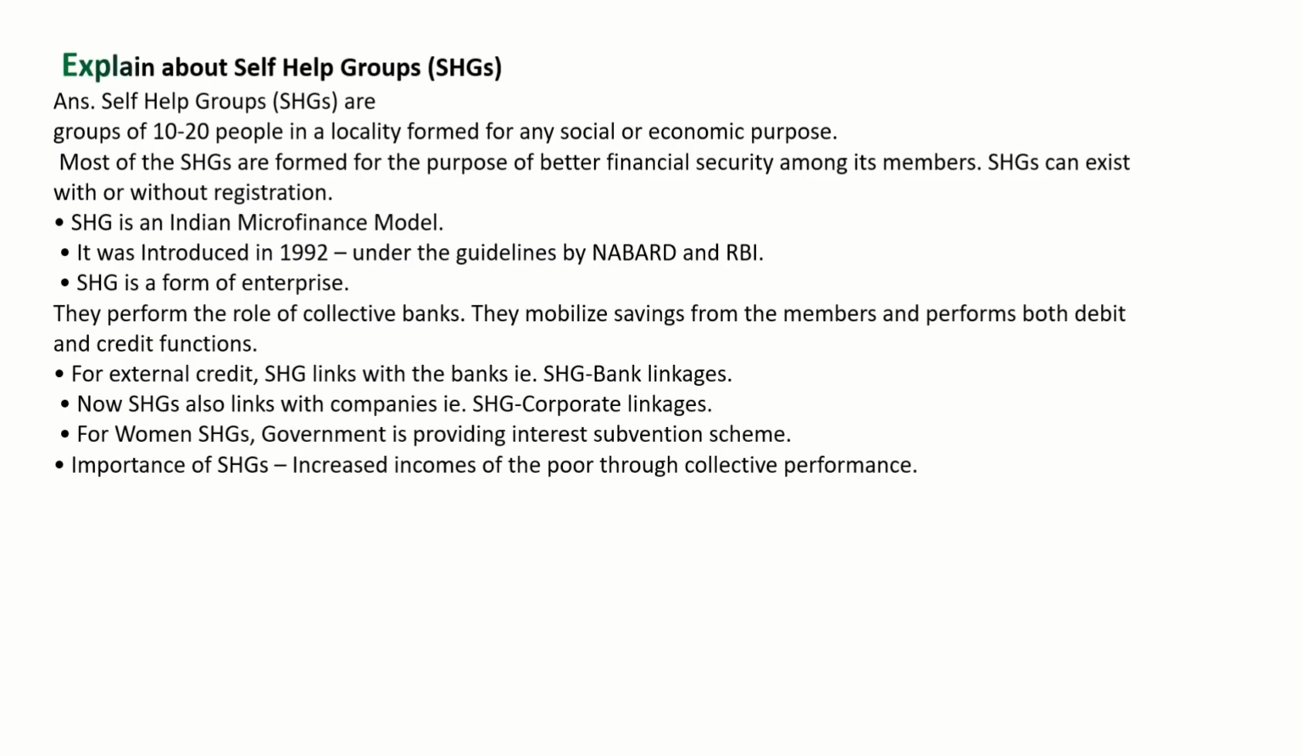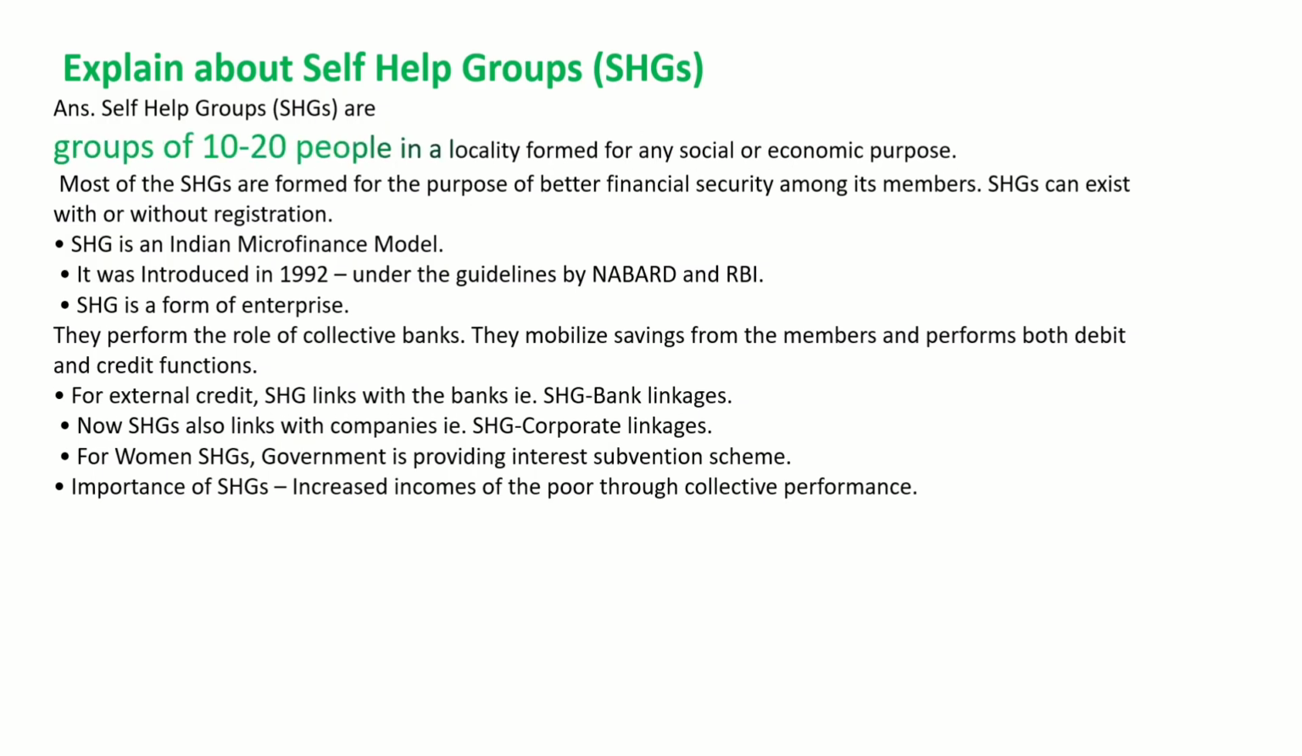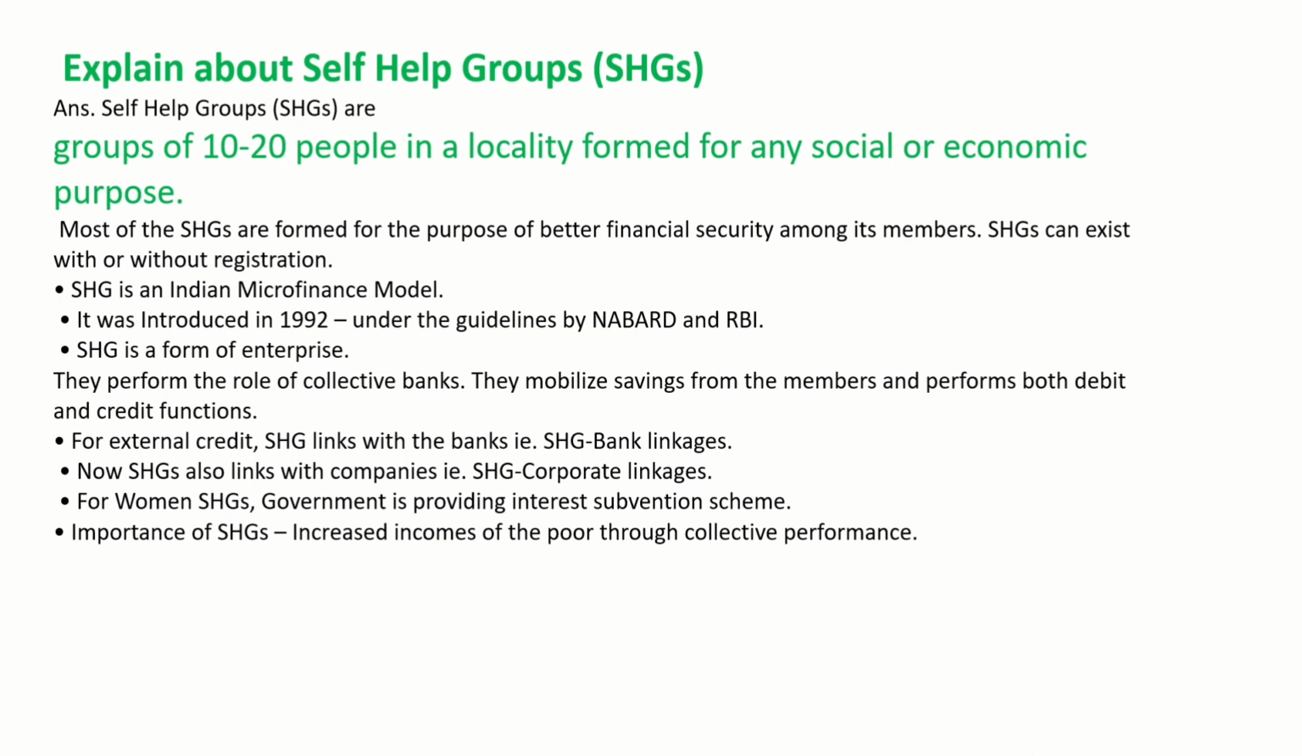Explain self-help groups. You know self-help groups very well in your local area. This group consists of 10 to 20 people in a locality formed for any social or economic purpose. Mostly this comprises women. This can provide microfinance, and this is an Indian microfinance model also. It was introduced in 1992 under the guidelines of NABARD and RBI. They perform the role of collective banks. They mobilize the savings from the members and perform both debit and credit functions.